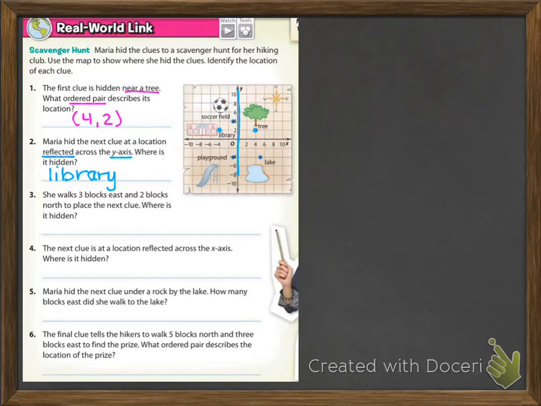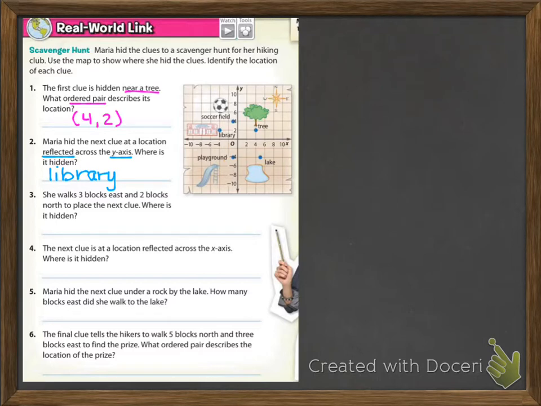Then it says, I'm also going to go ahead and quickly erase everything I've drawn on there so far so that we have a clean coordinate plane. She walks 3 blocks east and 2 blocks north to place the next clue. Where is it hidden? Now this one is going to be a little more tricky because you have to keep in mind that each one of these blocks is counting as 2. Notice you see 2, 4, 6, 8, 10. Then you see on the other side you see negative 4, 6, 8, 10, but you don't see the negative 2. There should actually be a negative 2 right there. Okay, so I'm going to erase that now, but right there where the orange line was.